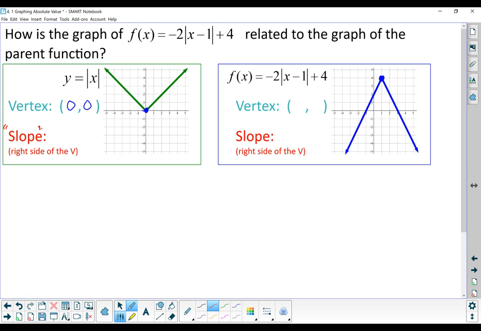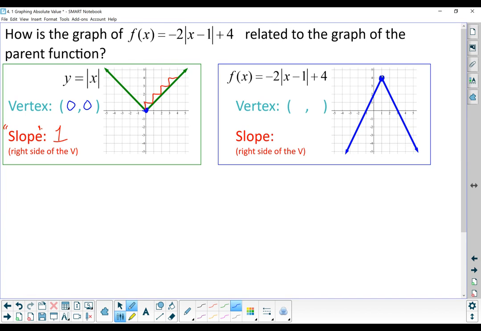When we talk about the slope of the absolute value, we're talking about the right side. And if you think about the slope of this one, it has a slope of up 1 over 1, up 1 over 1. So that's a slope of 1. So we usually call that the parent graph of the absolute value function because it's the most basic one.